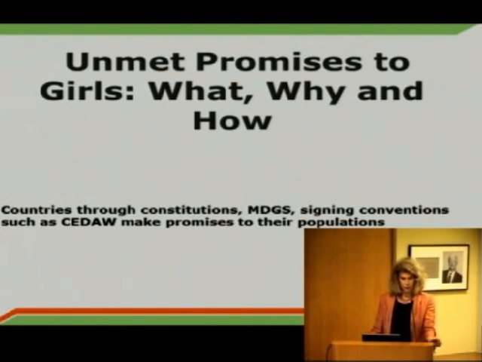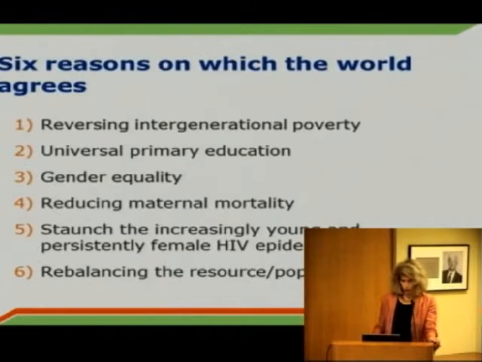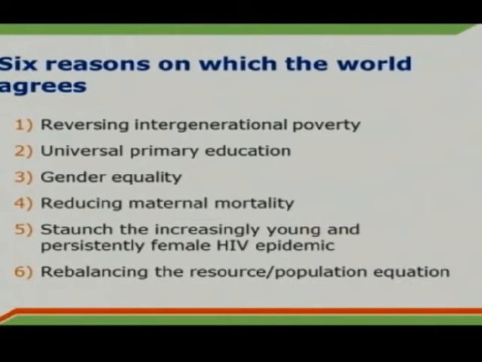Today I'm going to talk about the unmet promises to girls, what they are, how we can map them at the community level, and how they fit into our theory of change and programming approach. In an earlier lecture, I laid out the broadest framework possible for the investments in girls, and these actually frame the social contract, the one we are trying to explore at the community level.